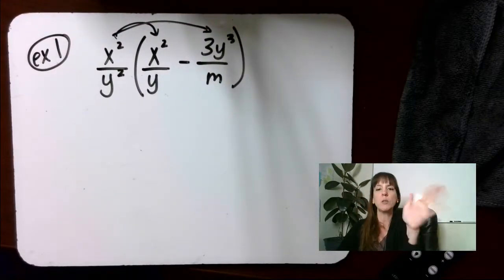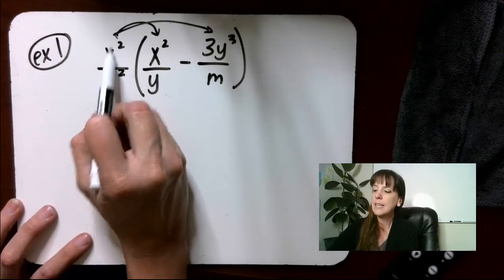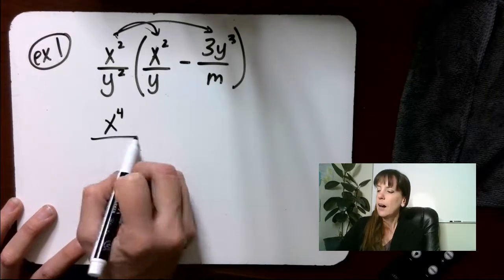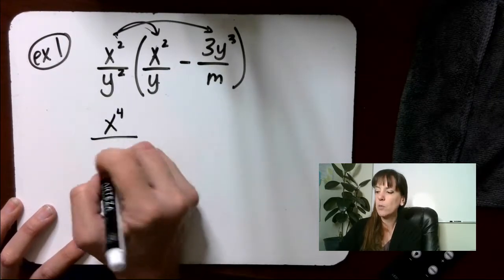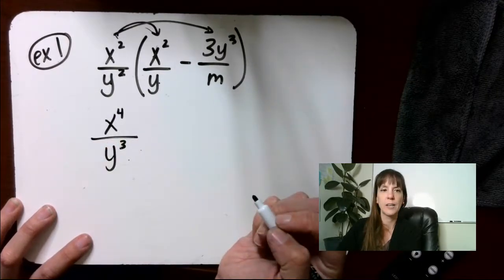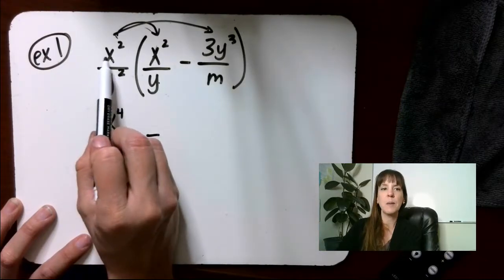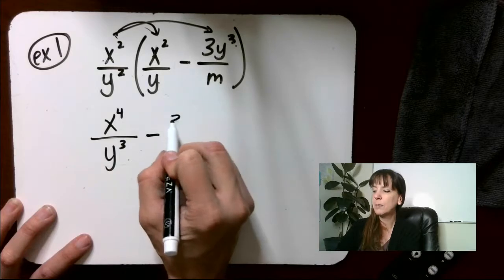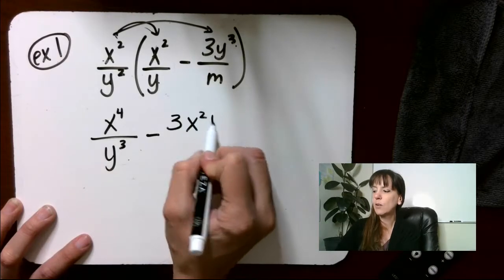We're going to multiply straight across the top, straight across the bottom. So I take this guy and multiply it here. I'm going to get x to the fourth. On the bottom, I have y squared times y to the 1, which gives me y to the third. Minus, now let's multiply upstairs. x squared times 3y to the third. Well, that's just going to be 3x squared y to the third.